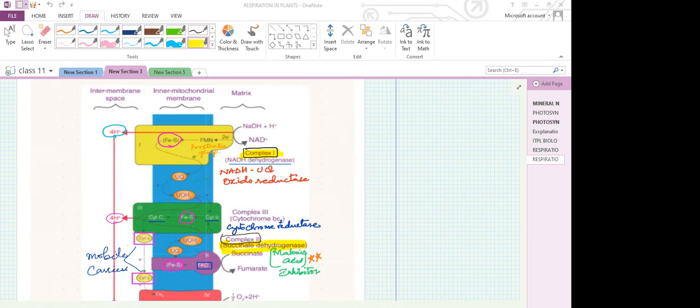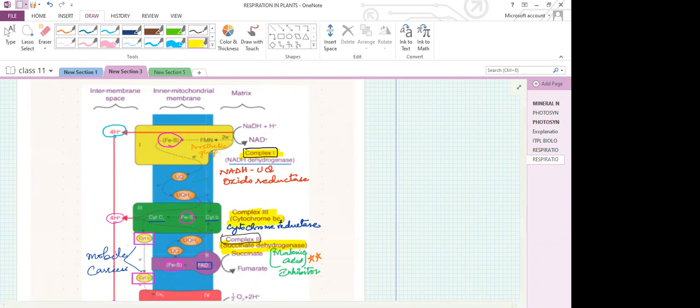Cytochrome. Complex 3 is cytochrome. Cytochrome what? Cytochrome B and C1. So here it is given cytochrome B and C1. This is complex 3, cytochrome B, C1, right?